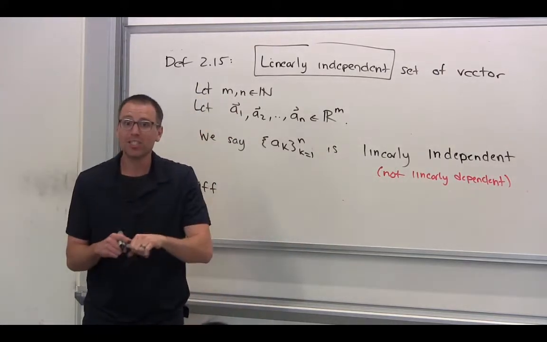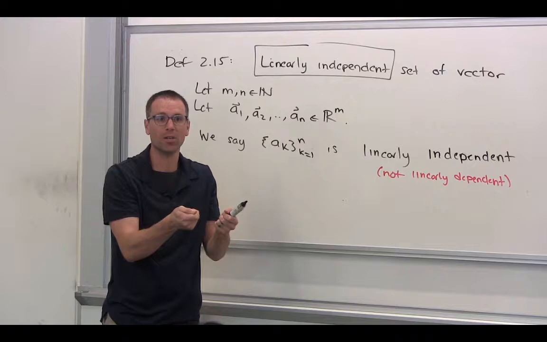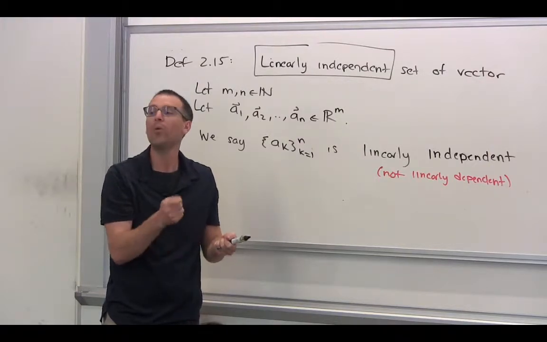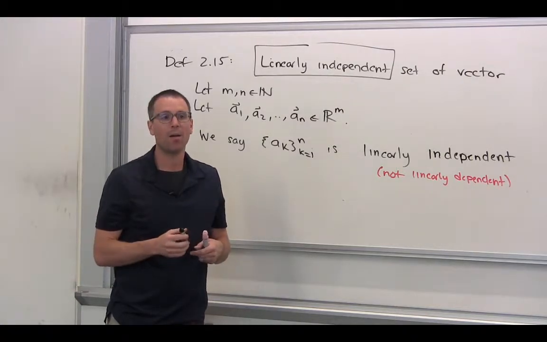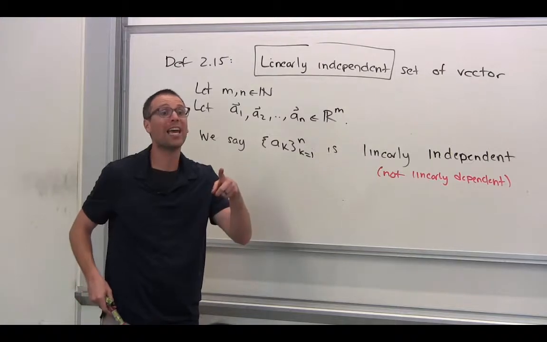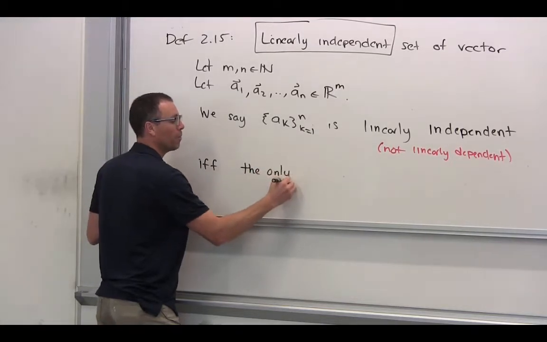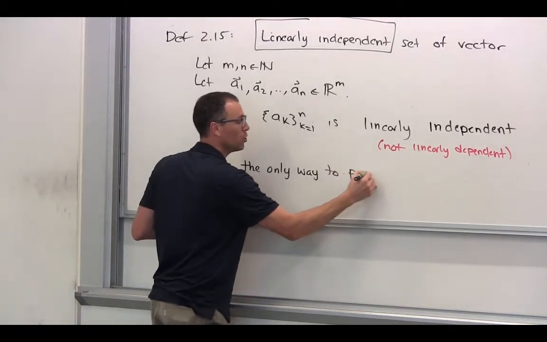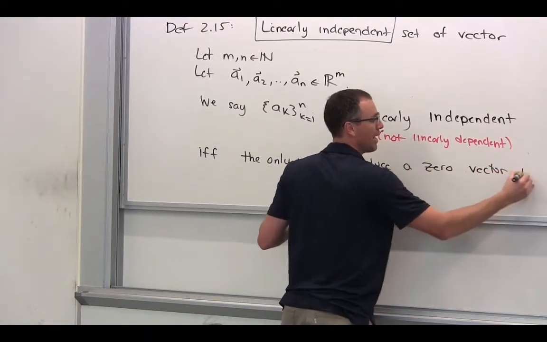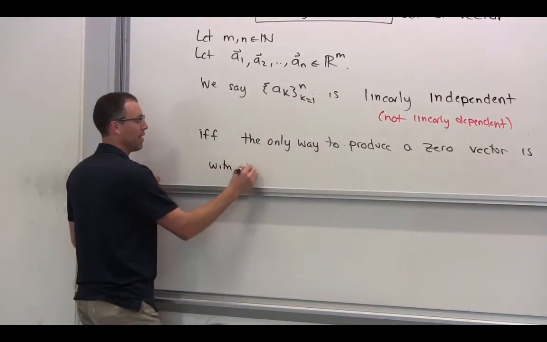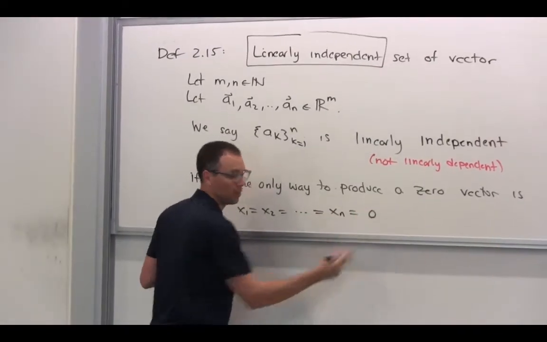There's a way, if a set of vectors is linearly dependent, there's a way to create the zero vector by taking non-zero linear combinations. What would it mean then for a set of vectors to be linearly independent? You can't get zero unless you take all zeros. If and only if the only way to produce a zero vector is with x1 equal x2 equal xn equal 0.